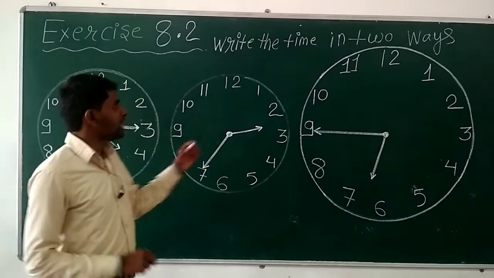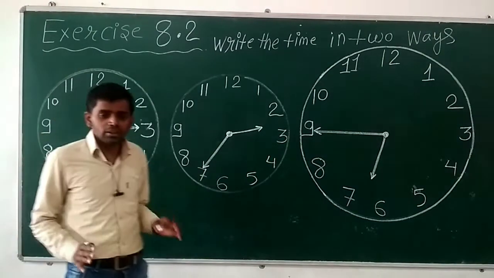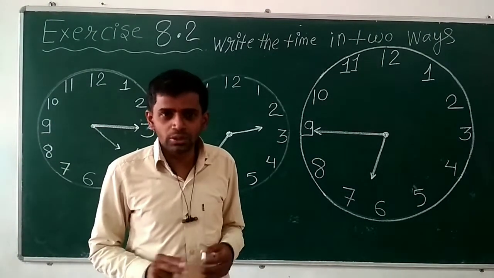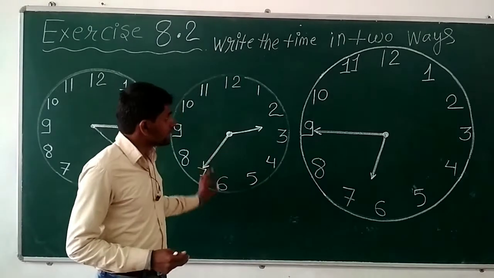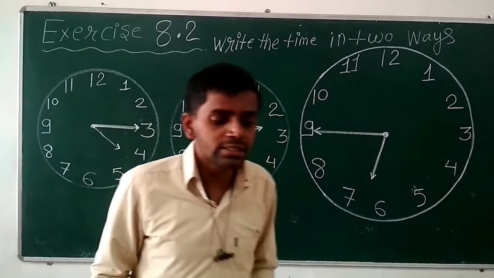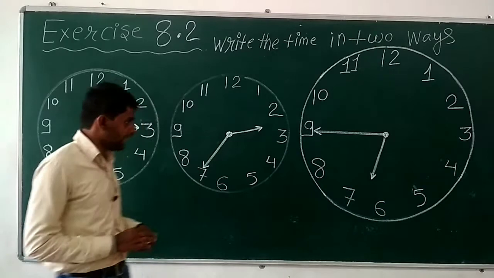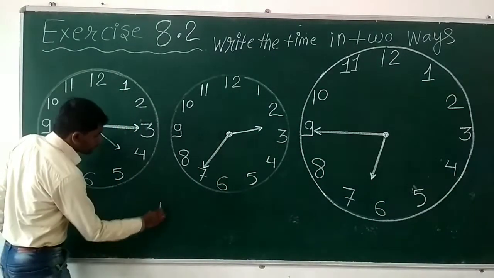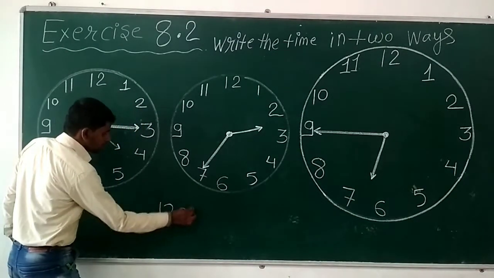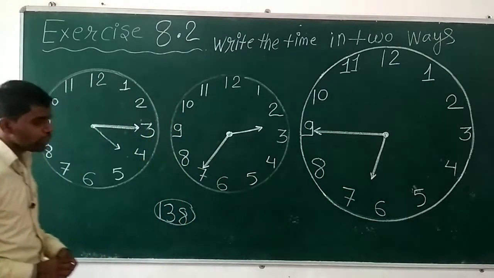And now we are moving towards exercise 8.2. Dear students, here we have to understand about the clock and write the time in two ways. The exercise is available on page number 138. So everyone please open page number 138 of your book.